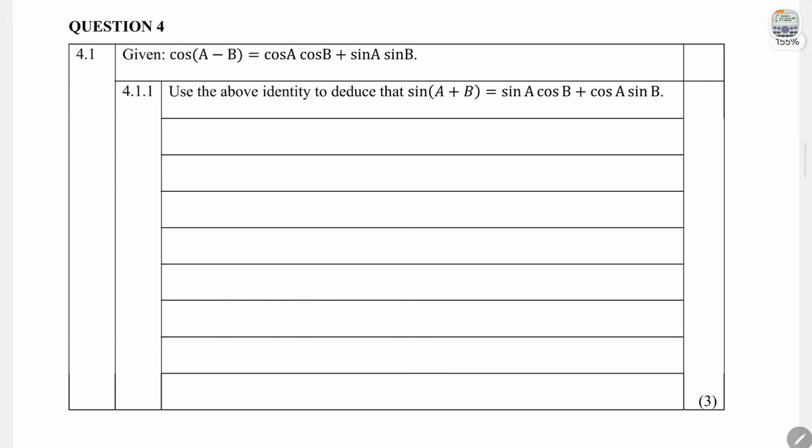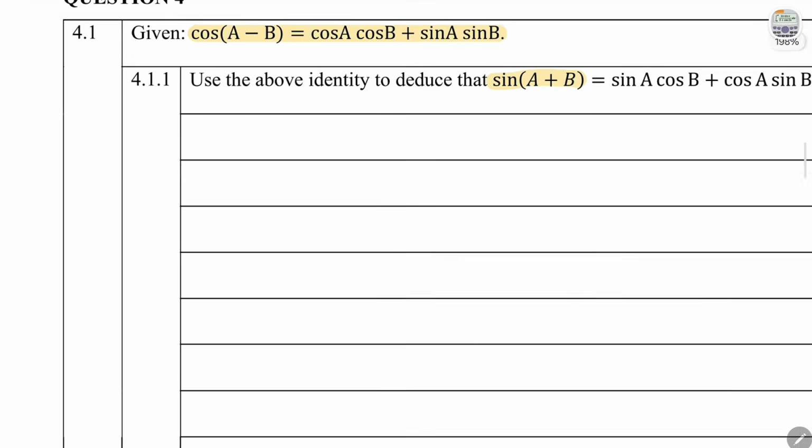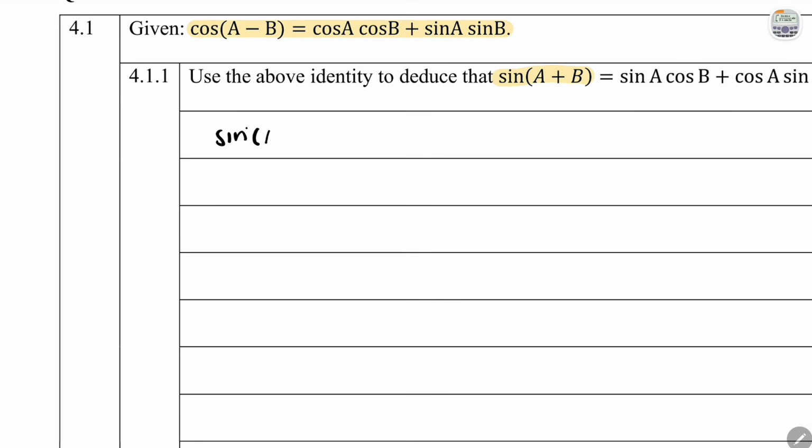Question 4.1 says, given cos(A minus B) equals cos A cos B plus sine A sine B, we need to use the above identity to deduce that sine(A plus B) is equal to this. Okay, so we are using this identity, using this rule to create the expansion or the identity for this. So the main focus is on sine(A plus B). But we need to expand this using the rule above. Okay, so first of all, do you notice that in this rule we have cos, but here we have sine.